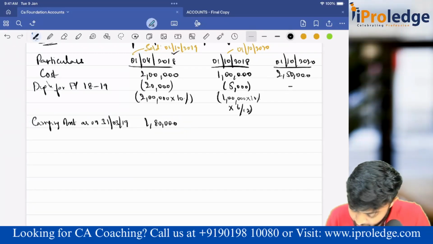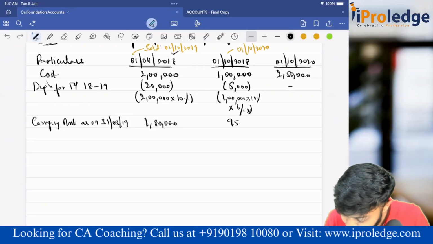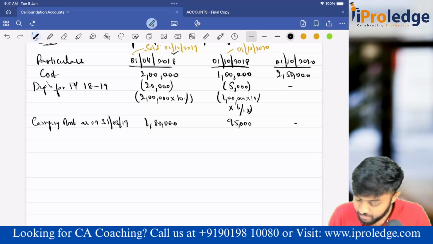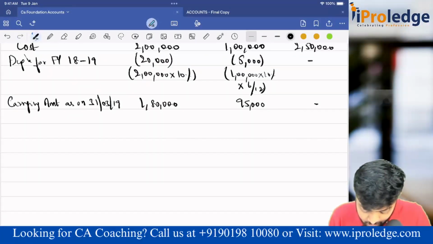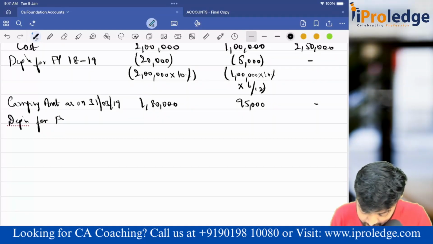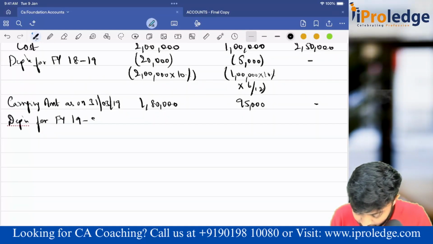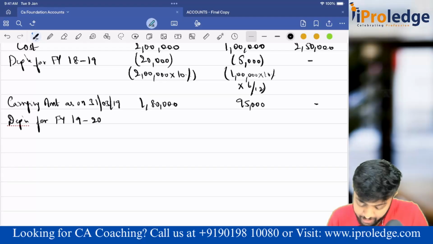Okay, this becomes 95,000. This nothing, it is not purchased only yet. Next, depreciation for financial year 1920. Okay, now 1920 again.